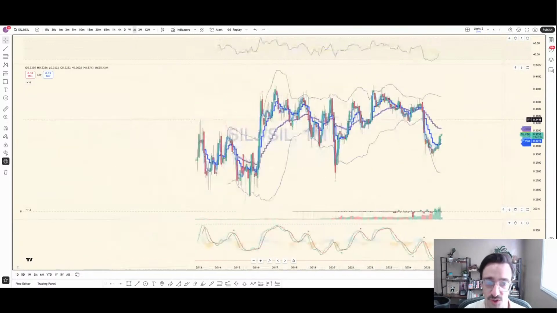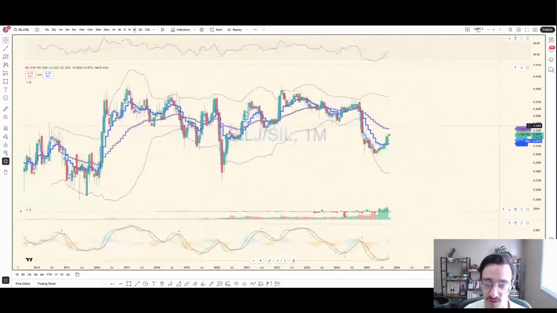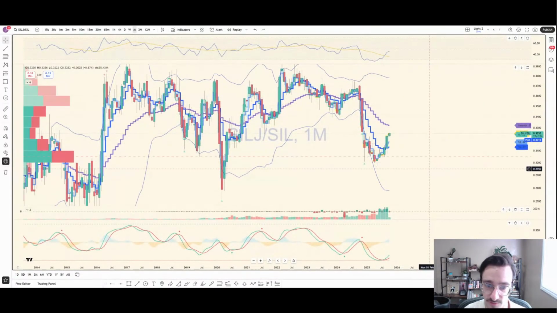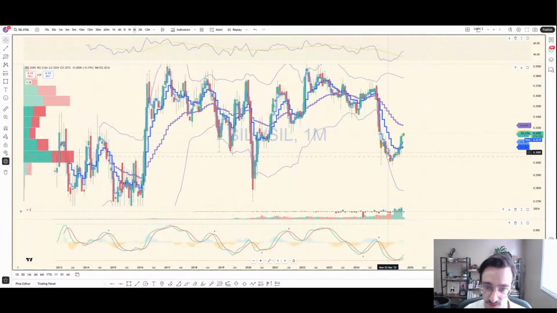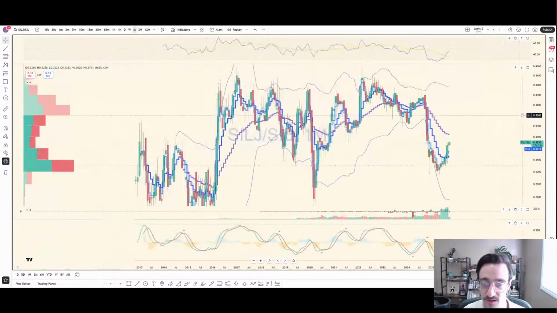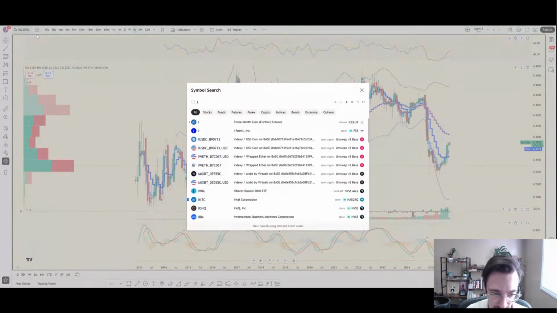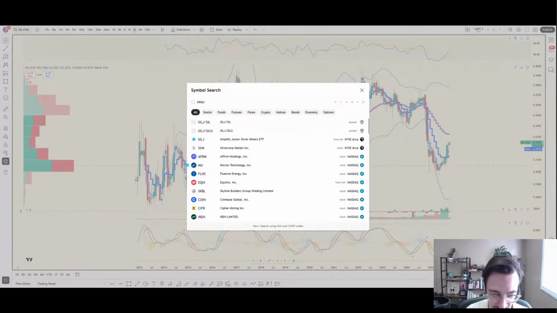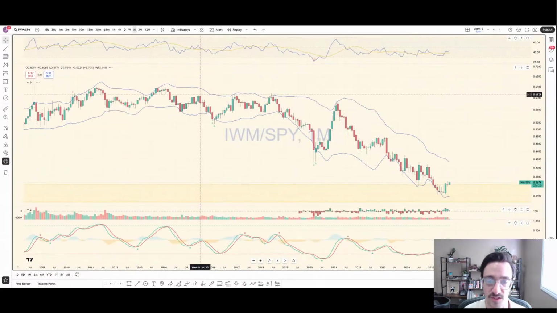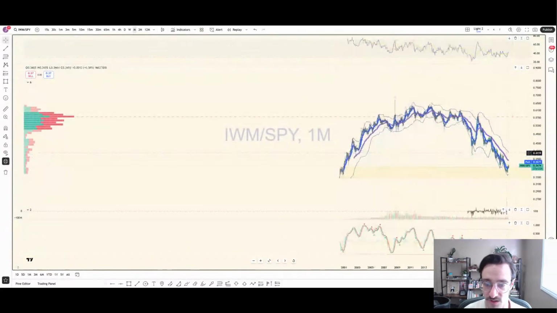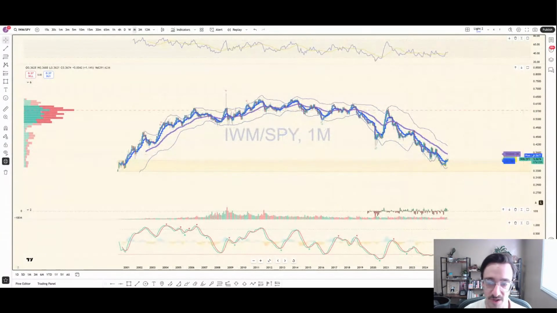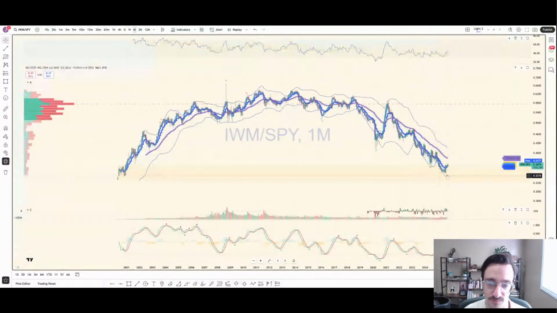So this ratio chart shows junior miners versus regular silver miners. Showed a clear bottoming off the point of control, might I add, and a lot of room up. We also have other ratio charts that are informing this bias, like IWM to SPY. The monthly ratio chart is coming back to all-time lows and starting to base, starting to push off. So that's why I'm expecting small caps to outperform.